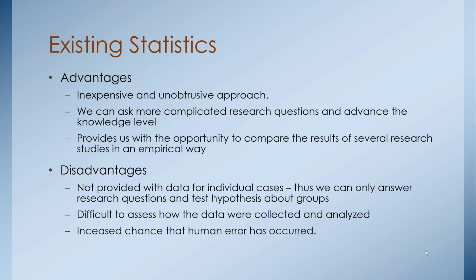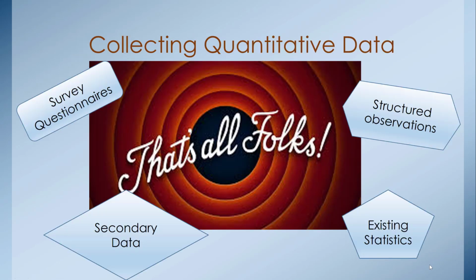The disadvantage of it is that, again, you don't have the individual cases. We can only answer research questions about groups or about the entire sample because the statistics have already been computed. Sometimes it's difficult to assess how the data were collected and analyzed, and because they were already analyzed, there is an increased risk for human error to have occurred. So you need a high level knowledge of statistics to be able to use existing statistics for the purposes of answering a research question. That's a brief overview of collecting quantitative data by using survey questionnaires, structured observations, secondary data, and existing statistics. And these are the four primary ways we would collect quantitative data.